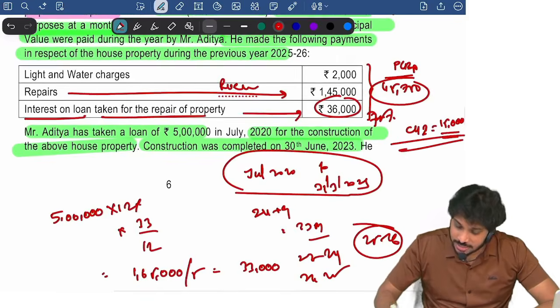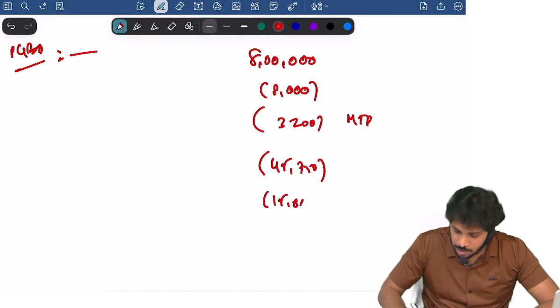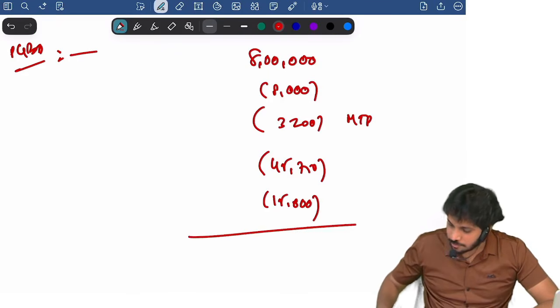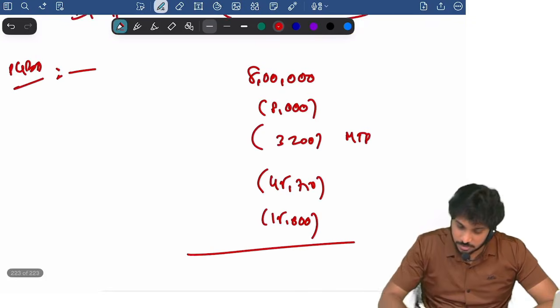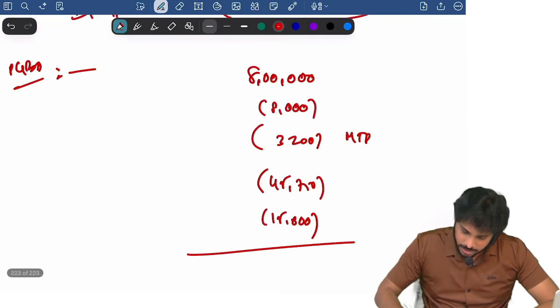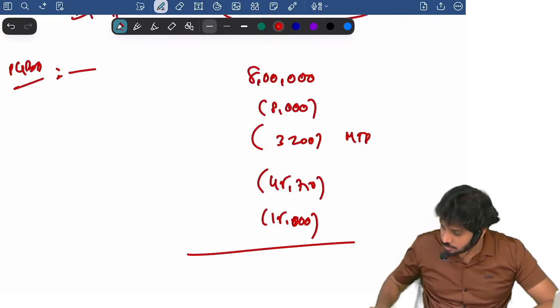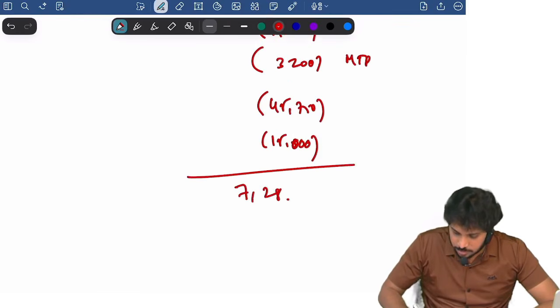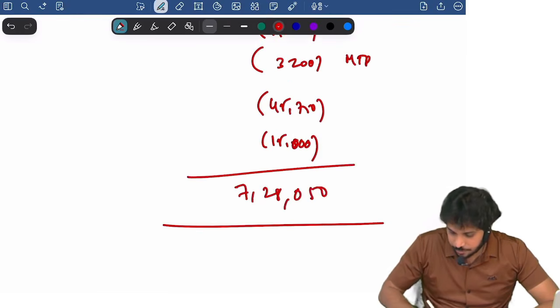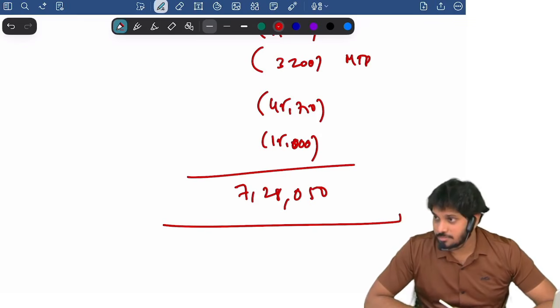Then interest on construction loan, how much? That's it. Answer over. 8 lakh minus 8,000 minus 3,200 minus 45,750 minus 15,000. 15,000 only. Yeah, that's it. 15,000 is equal to 7,28,000. This is PGBP income.